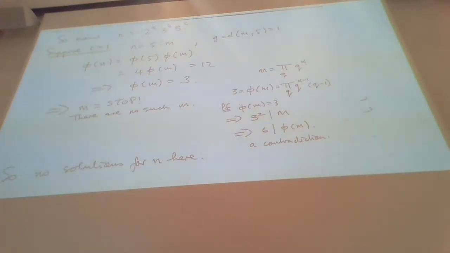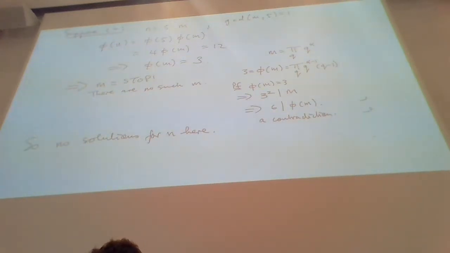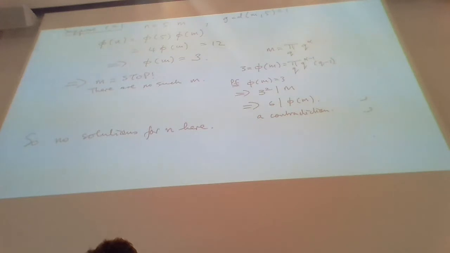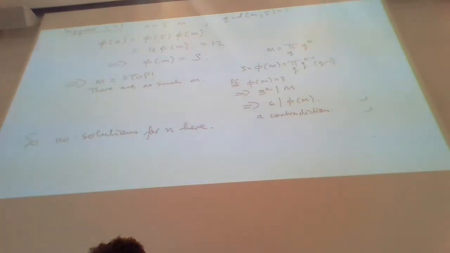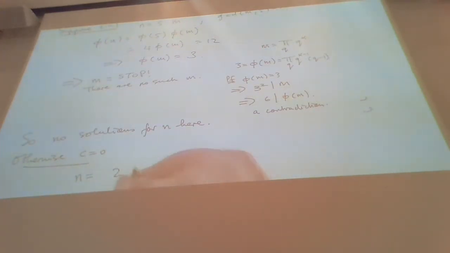That's excellent progress. Half of the 48 of them are gone. We've already ruled out probably some of those 48 already. But otherwise C is 0. And now our n is looking a lot simpler.